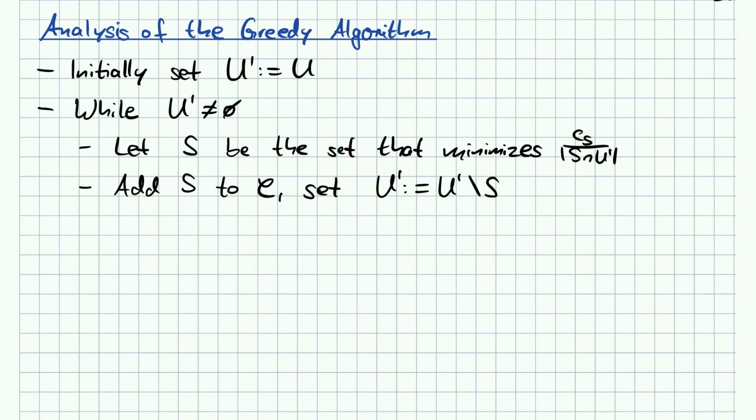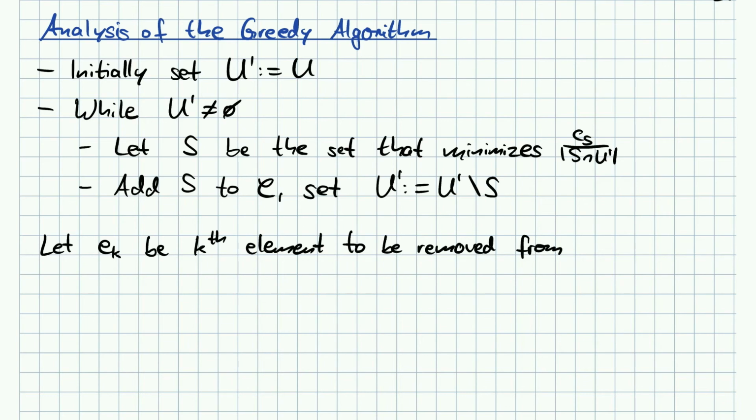Before we do this, let's introduce some more notation. We let e_k be the kth element to be removed from U prime. And what does this mean? Well, we remove elements from U prime because we are covering them. And usually we will be covering multiple elements at a time. But we now say we bring them into any order, so we want to break ties arbitrarily here.